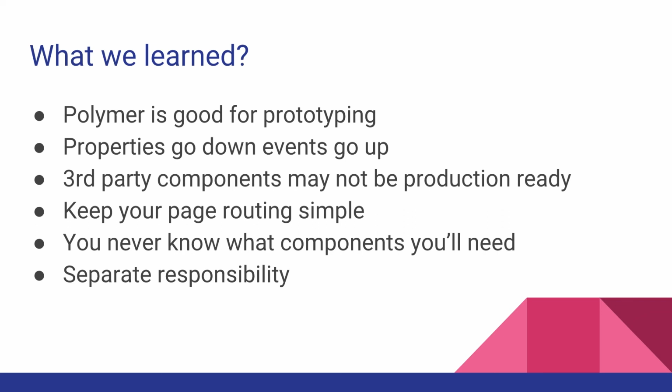Another thing that I actually learned during the Polymer Summit is that the properties should go down and events should go up. And this means that you should give the component everything it needs to work, and it should populate events out of it to say that something has changed. So this way of working with doubly bound values is quite hazardous and could be very hard to debug, and I learned that the hard way.